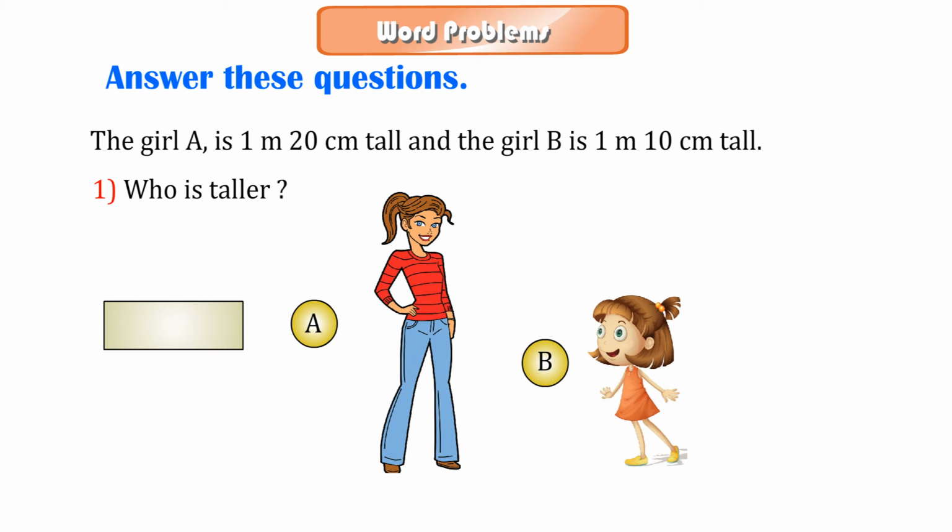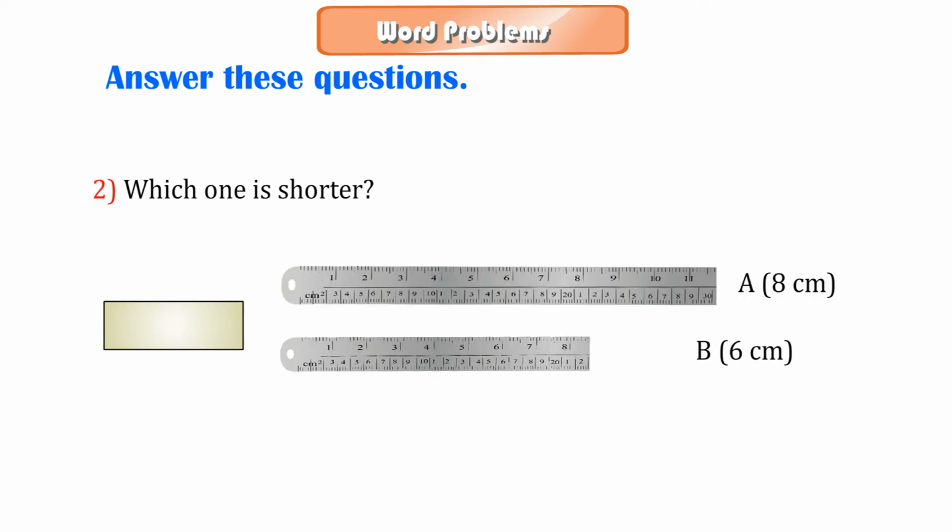Word problems. Answer these questions. Girl A is 1 meter 20 centimeters tall and girl B is 1 meter 10 centimeters tall. 1. Who is taller? 2. Which one is shorter? A. 8 centimeters, B. 6 centimeters.